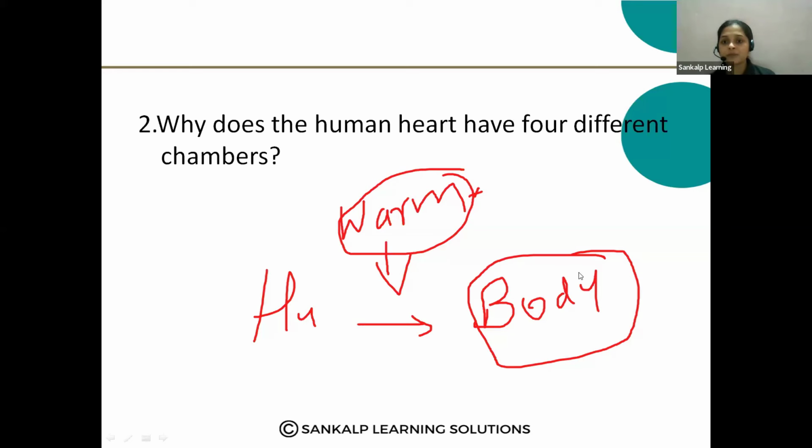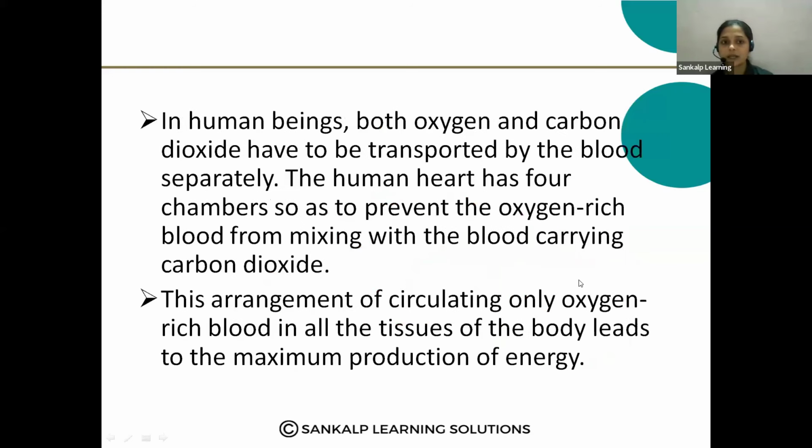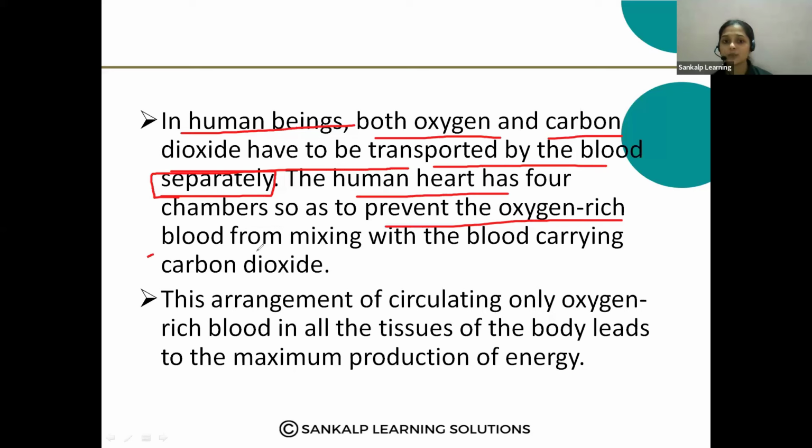Yes, note down the answer. So here in human beings, both oxygen and carbon dioxide have to be transported by the blood separately. So you know that in the left side of the heart chambers and the right side of the heart chambers, they are carrying the oxygenated and the deoxygenated blood separately. So the human being's heart has the 4 chambers, so it prevents the oxygen rich blood from mixing with the blood carrying the carbon dioxide.